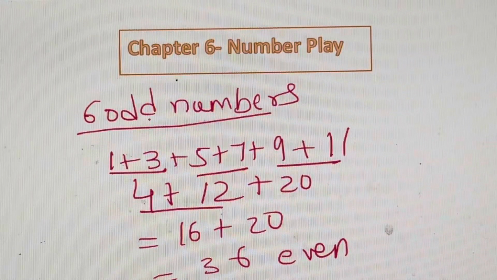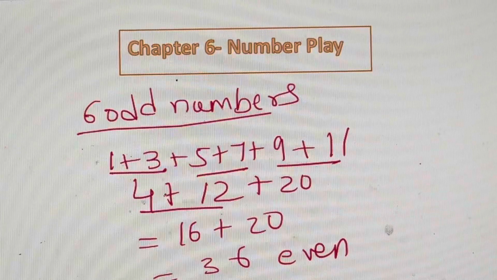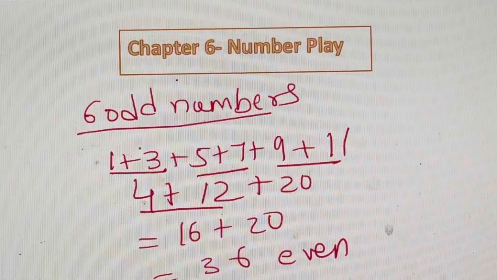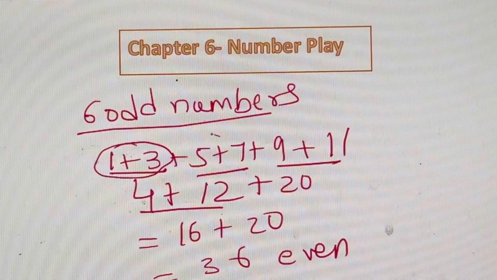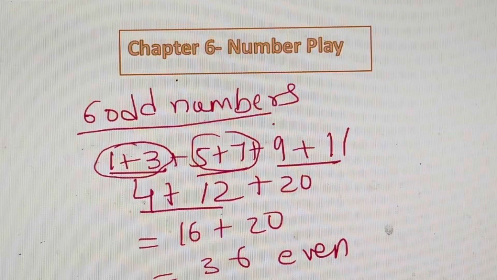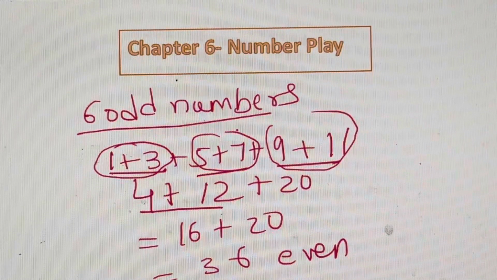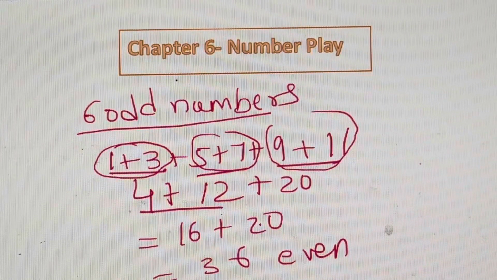So when you are adding 6 odd numbers, you are getting an even number. Why? Because they are already paired. You can see this is one pair, this is another pair. So each forms an even number, and when evens are added, you always get an even number.